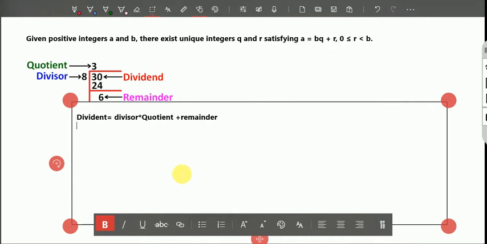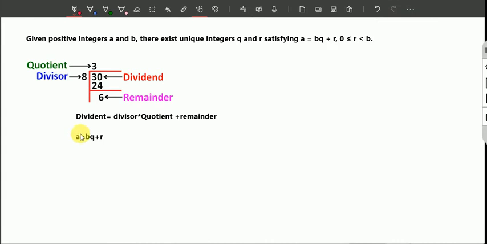This is the same, and this is what Euclid tried to explain with his theorem, that a equals bq plus r, where a is the dividend, b is the divisor, q is the quotient, and r is the remainder. He further stated that r will always be greater than or equal to 0.